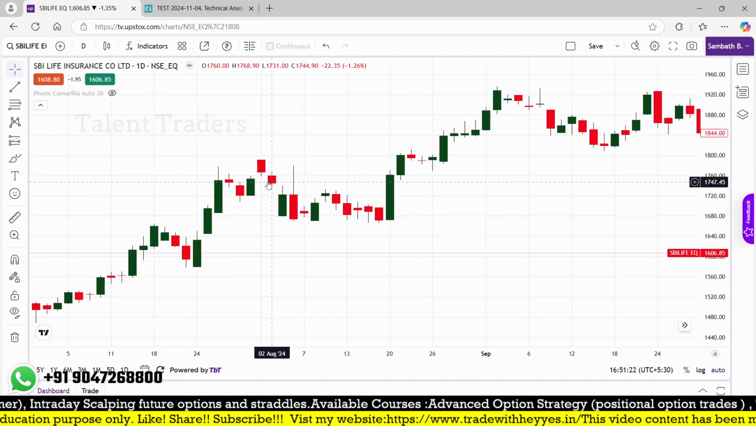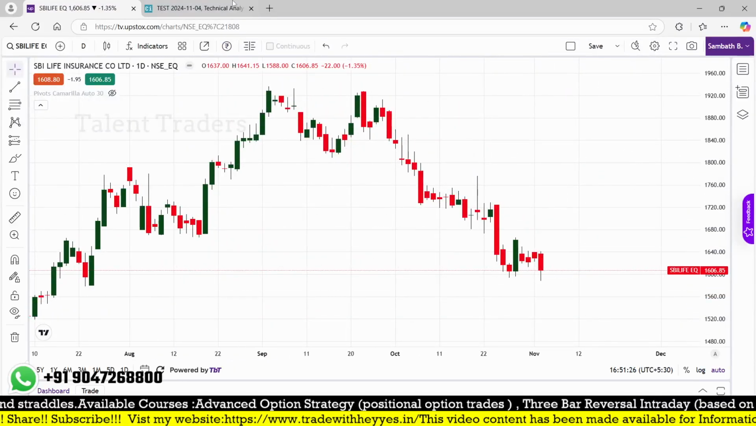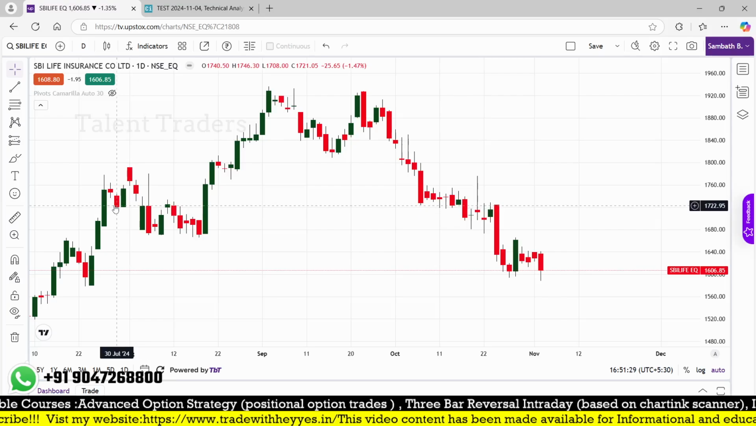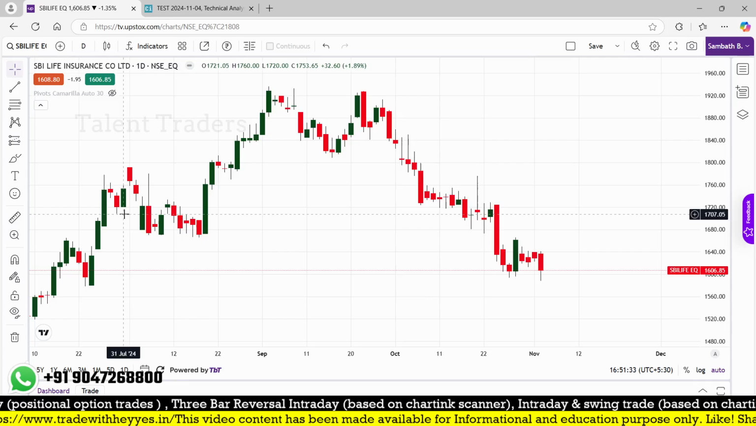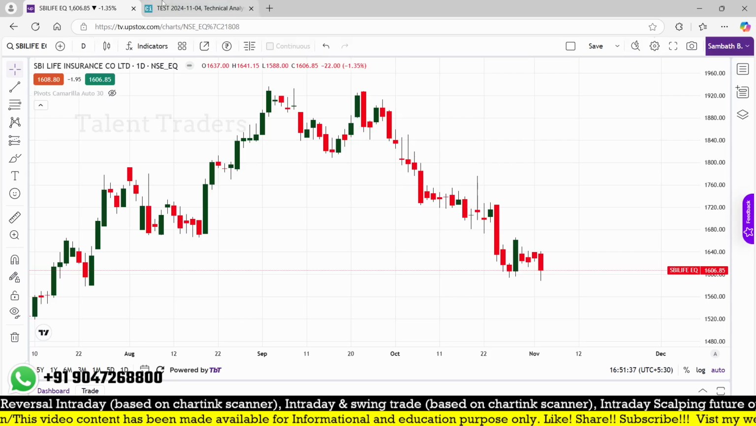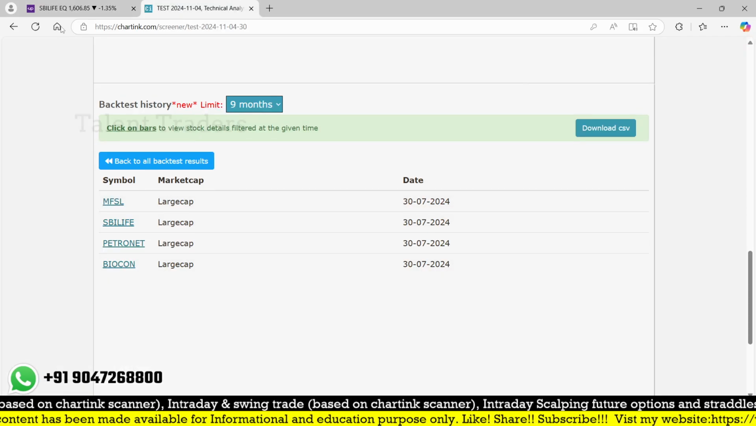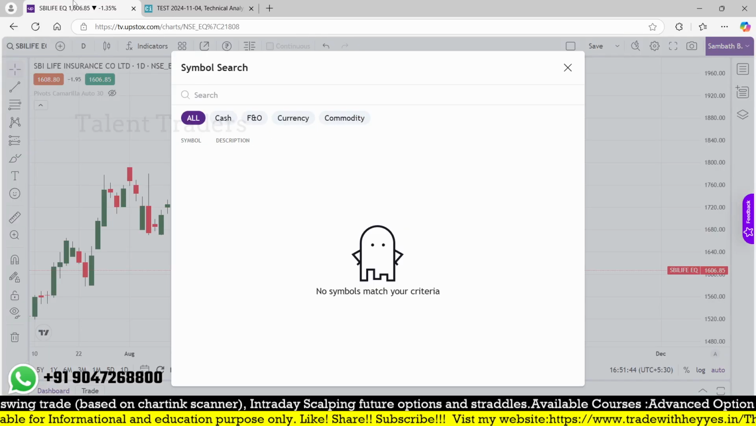So before it broke the low, it broke the high. Even as a reversal it works well, but this is not the right pattern. This is the area where we are finding a reversal, but the low of that particular candle is not broken. Within that, it is forming a new swing high. So we can ignore that also. And Petronet, Biocon. So what we are planning, we have almost completed.